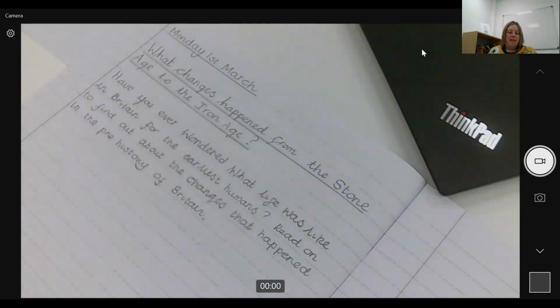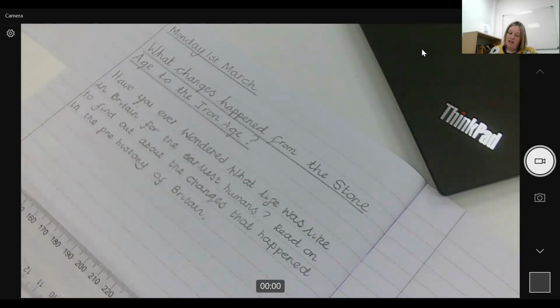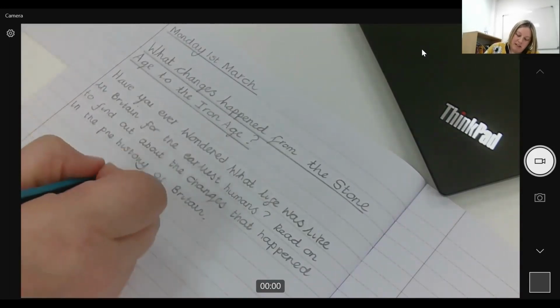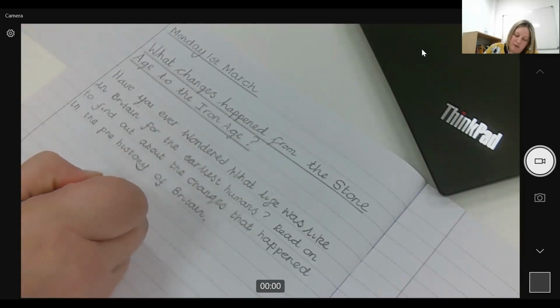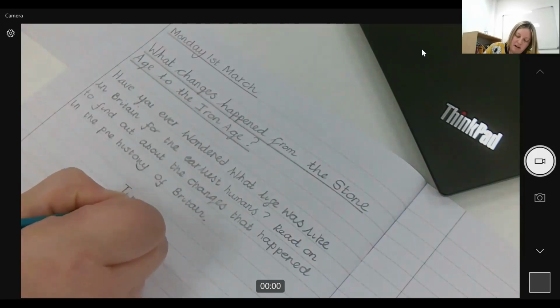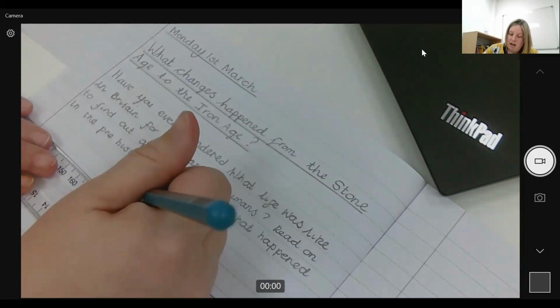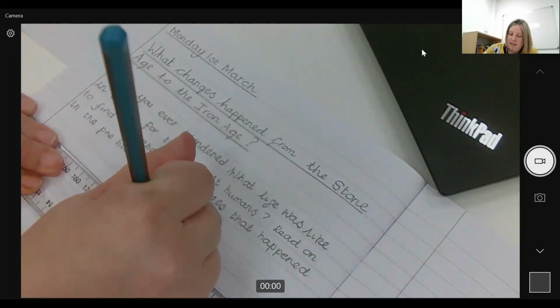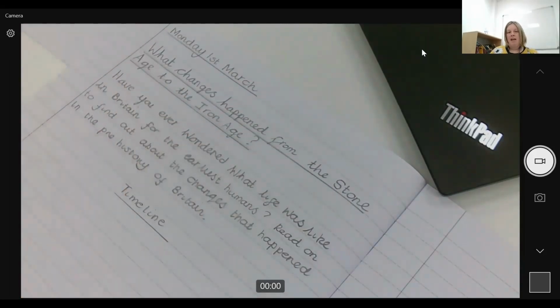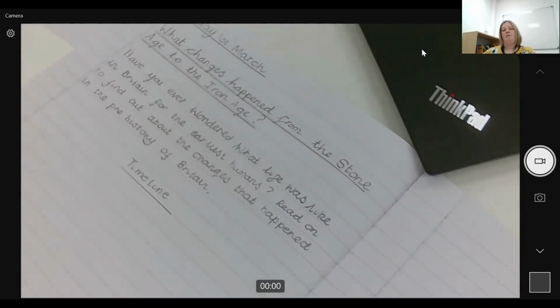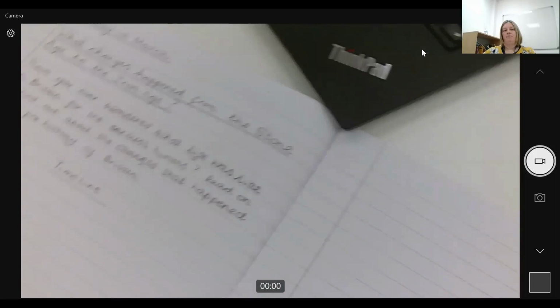In an explanation text, we will have diagrams or drawings. In this explanation text, the first drawing or diagram that we have is a timeline. So I'm going to write the word timeline in the middle of my line and I'm going to underline it. Then in this space here, I'm going to draw a timeline to help my reader.